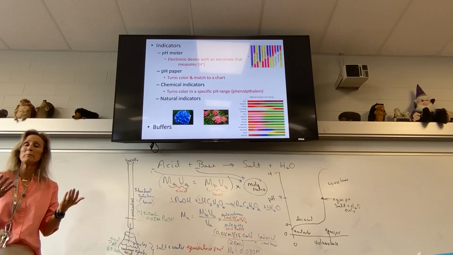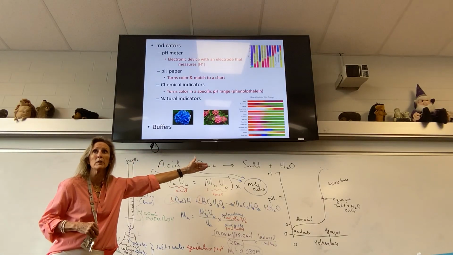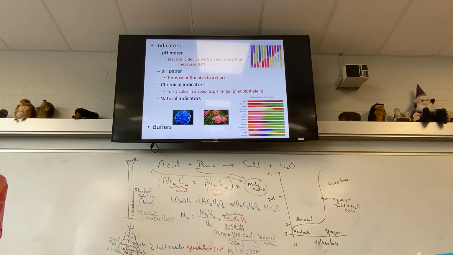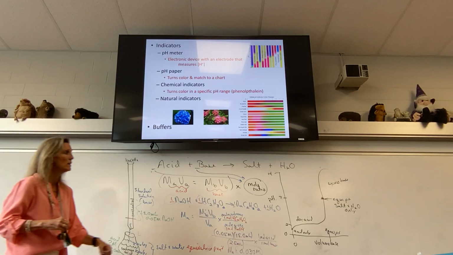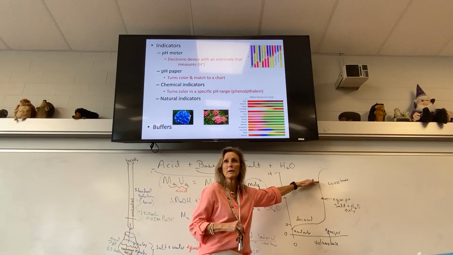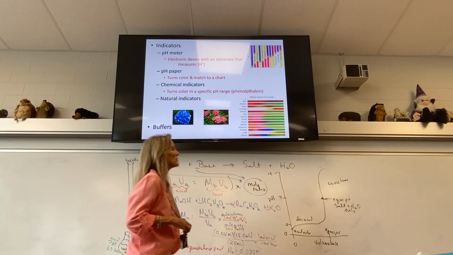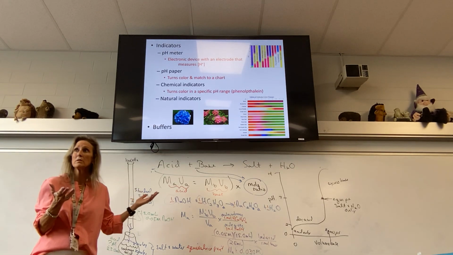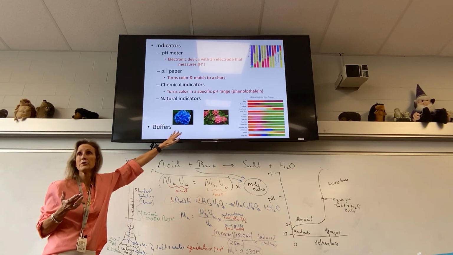It will turn a really bright pink, and the more base you add, the pinker it will get. Okay, so that's the indicator that we're going to use because we're titrating an acid with a base. So we want to see when it flips over to the basic side. So that's why we'll use phenolphthalein. But if we were using other acids or bases that are going to have a different equivalence point than 7, we could use any of those other ones. And there's even natural indicators all around us, like hydrangeas.